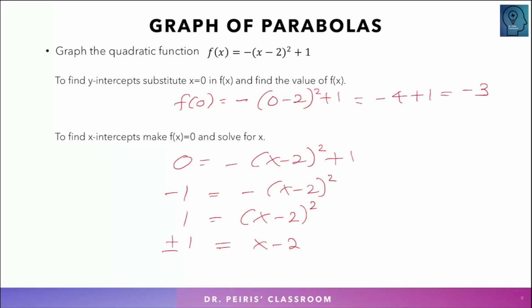Which means x is equal to, you bring the 2 to this side, which becomes plus 2. So we have 2 plus or minus 1. Which means x is equal to 2 plus 1, or x is equal to 2 minus 1. So 2 plus 1 is 3, 2 minus 1 is 1. So the x-intercepts are at 3 and 1. So 2 x-intercepts, one is at 1, the other one is at 3.